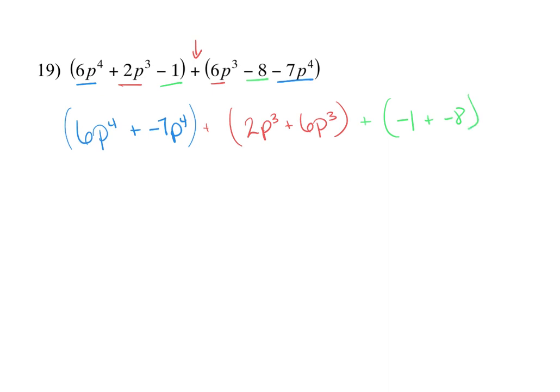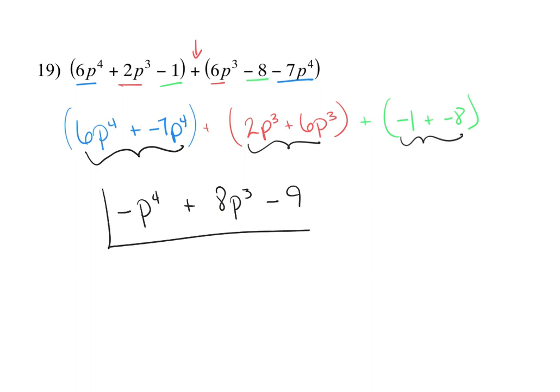So in between all of my terms, I put a plus sign. So in between these terms, I put a plus, these terms, I put a plus, these terms, I put a plus, okay? And so you need to pay attention, what am I doing? Once you do that, it is just right up solving. 6 minus 7 is negative 1 p to the fourth. 2 plus 6 is positive 8p cubed. Negative 1 plus negative 8 is negative 9. And you'll notice that my plus or minus depended on if I had a positive 8 or a negative 9. That's how I determined if it was a plus or minus in between them.